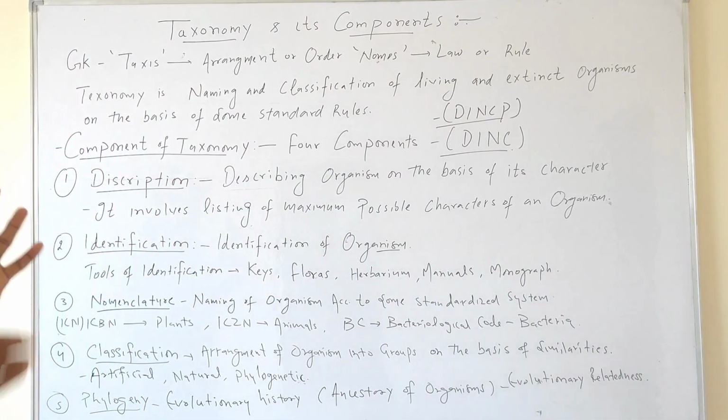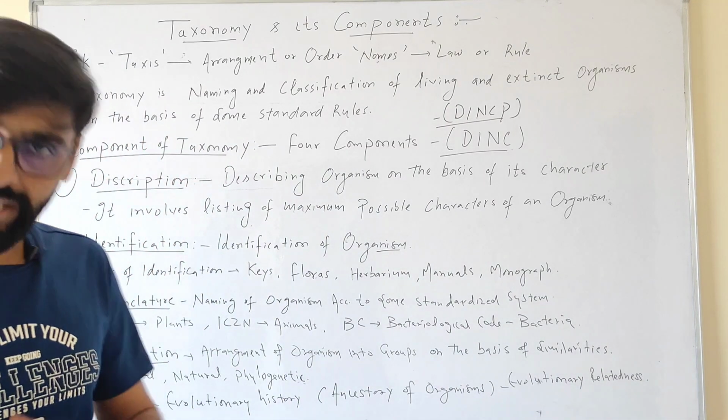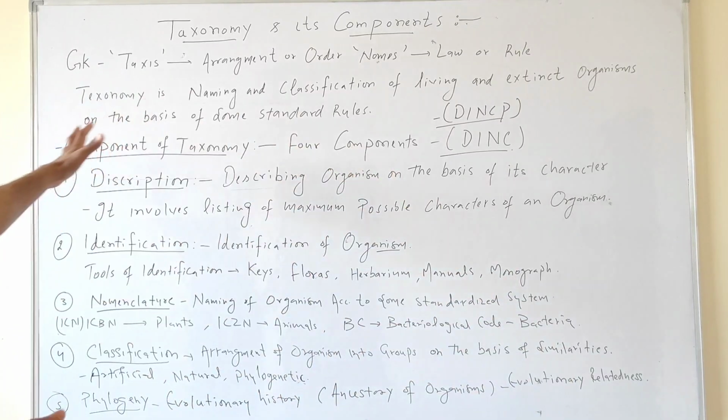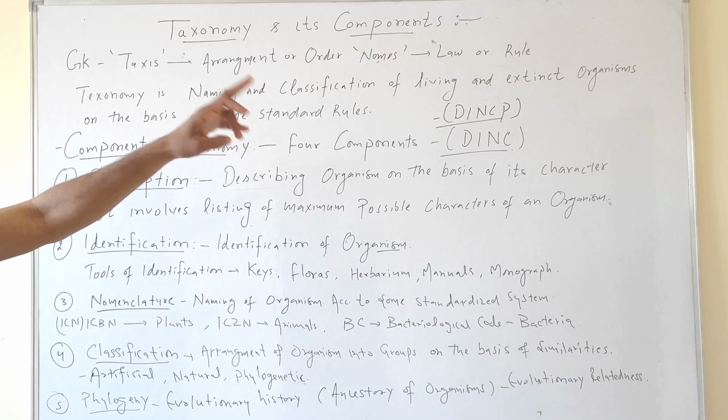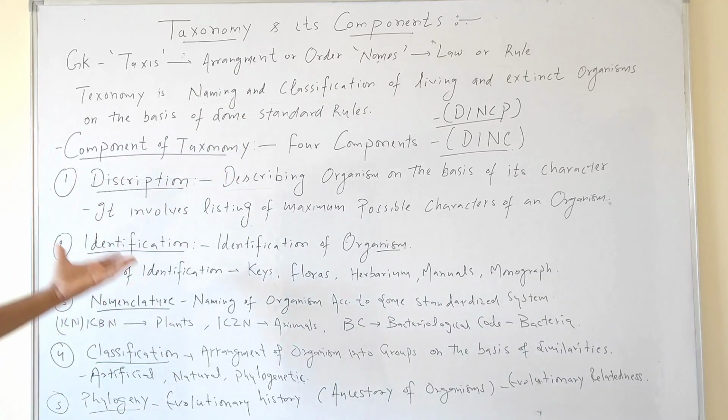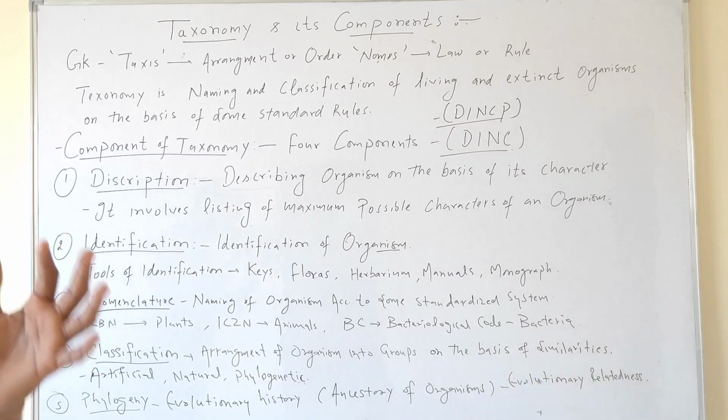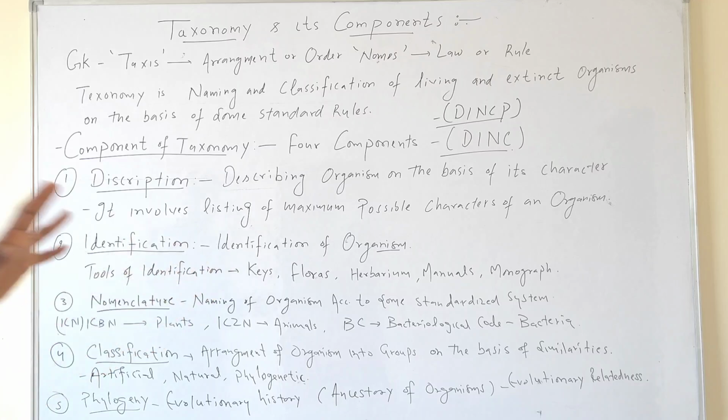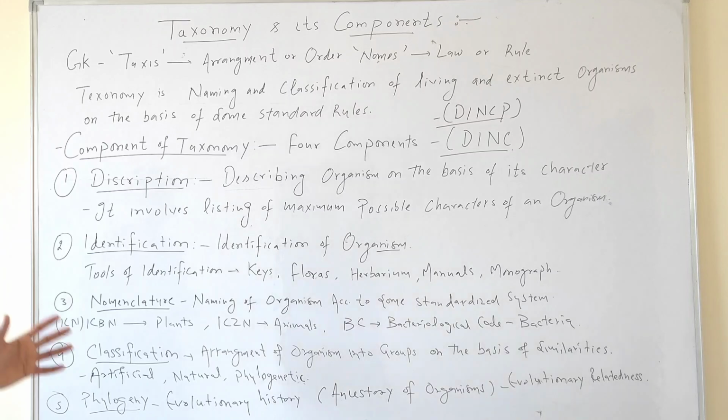Taxonomy is a science of naming and classification of organisms, living as well as extinct, according to some rules. So it has the components DINCP: description, describing the organism; identification, to identify the organism; nomenclature, naming of the organism; classification, arrangement of organisms into groups according to similarity; and the fifth one is phylogeny, genetic relatedness, the evolutionary history of organisms. So these are taxonomy and the components of taxonomy.